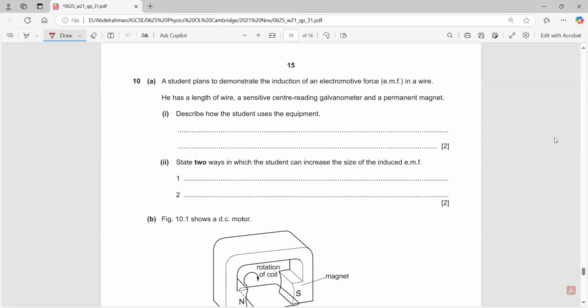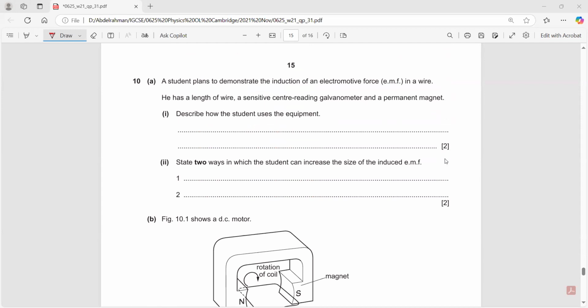A student wants to demonstrate electromagnetic induction in a wire. Describe how the student uses the equipment. He has a length of wire, a sensitive ammeter or galvanometer, and a permanent magnet. What should he do? He should connect the wire to the galvanometer and start moving the wire up and down.